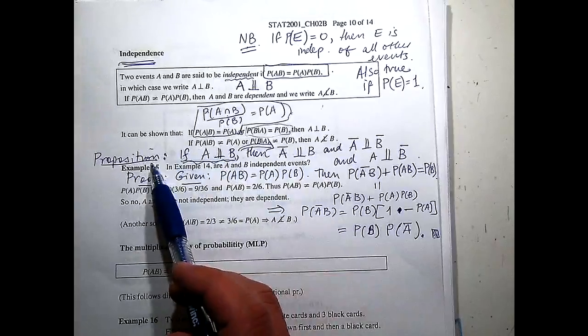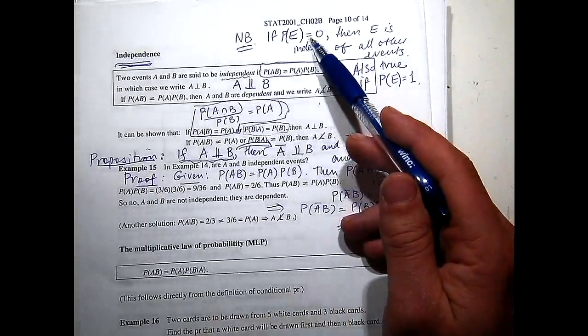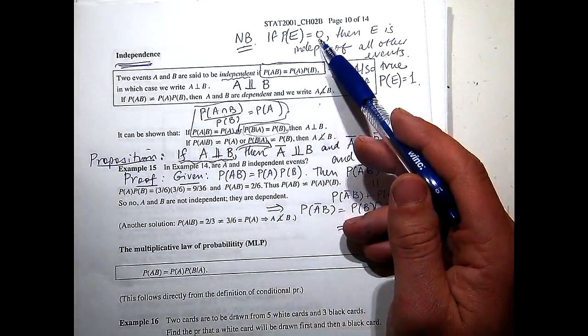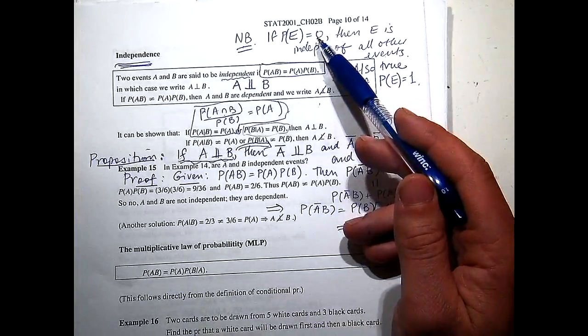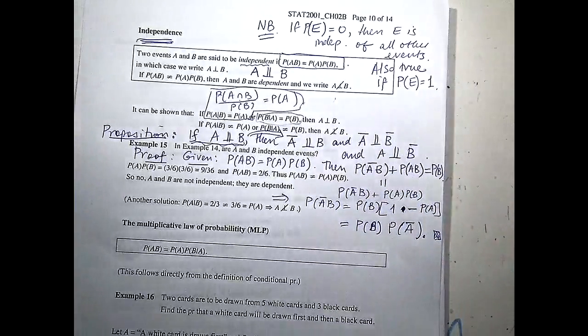That's this proposition. So remember, independence is about information. Knowing whether E happens or not gives you no information about other events. So knowing whether E complement happens or not also gives you no information about other events. That makes sense because if something effectively never happens, the probability is 0, it doesn't give you any more information about other things. And if something effectively always happens, it doesn't give you any more information about other things.